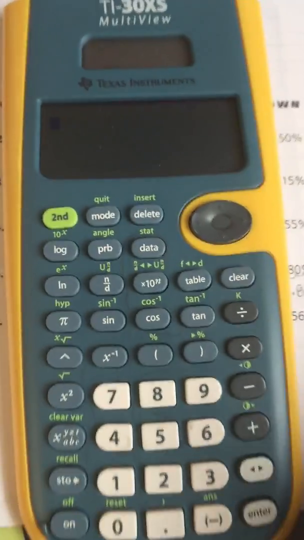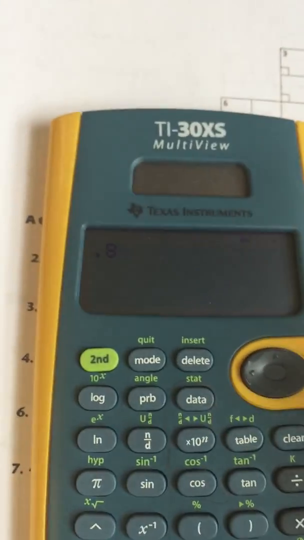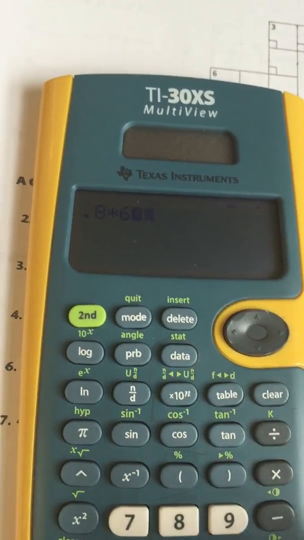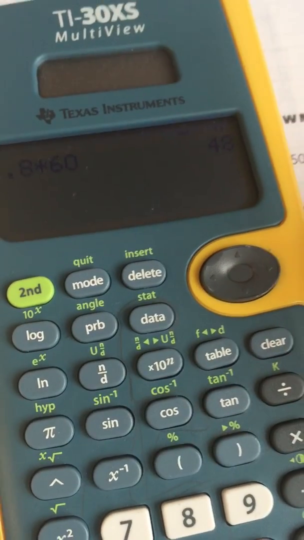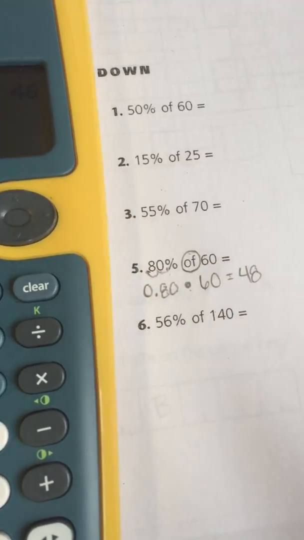So this is where you can get your calculator, and I'm going to type in 0.8, which is the same thing as 0.80, times 60. And our answer is 48. And that's the first strategy that we practiced today.